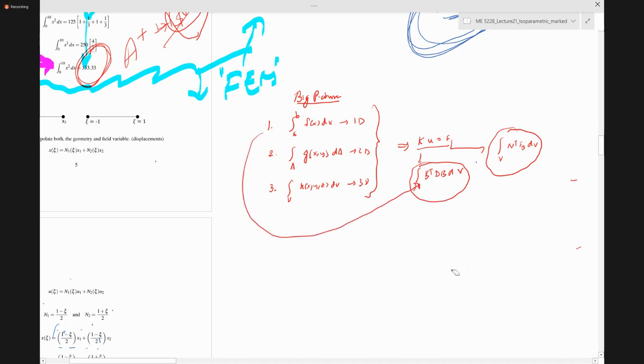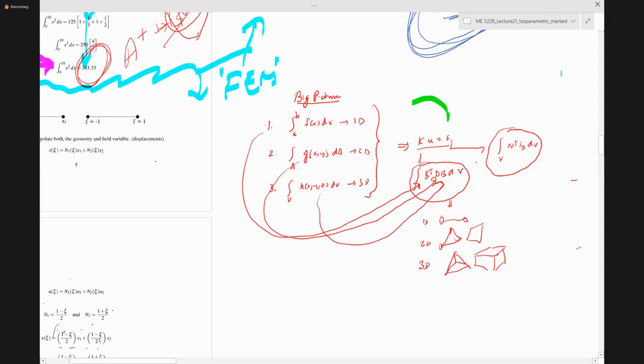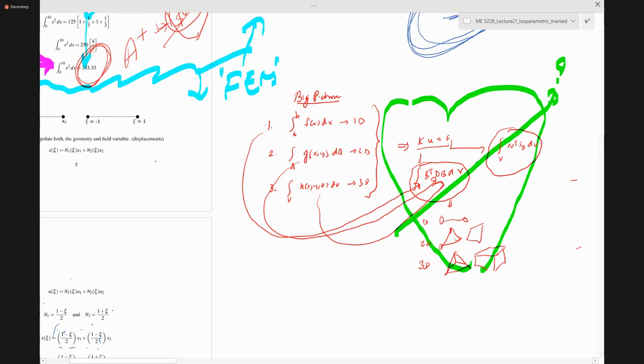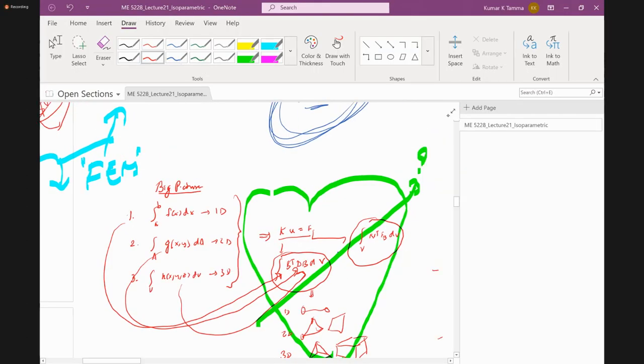Tetrahedral element in 3D. Let me hold this carefully. For a hexahedral, it's like this. So this is 3D, this is 2D, this is 1D. Now, so your objective is to integrate these correctly. How? And why? This is the reason why.